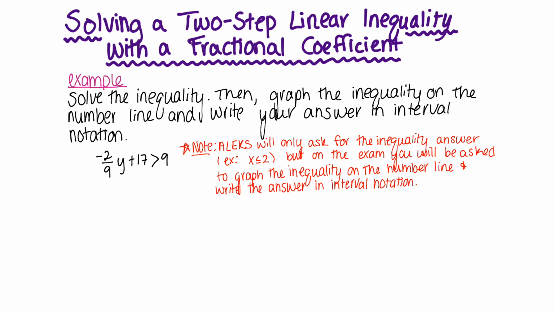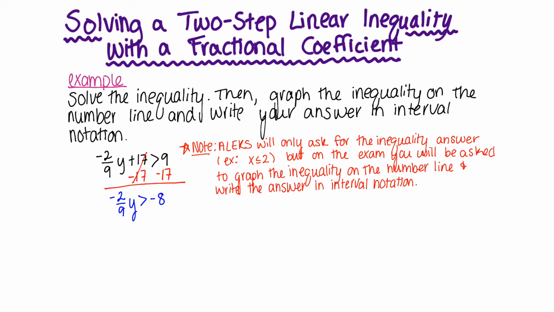The only thing that we really have to look out for is if we need to multiply or divide both sides of the inequality by a negative number, then we need to flip the direction of the inequality. So looking at the inequality, negative 2/9 y plus 17 greater than 9. We want to get this negative 2/9 y all by itself, which means we need to take care of this 17. To take care of it, we're going to subtract it off both sides, which cancels it out. We have negative 2/9 y greater than negative 8.